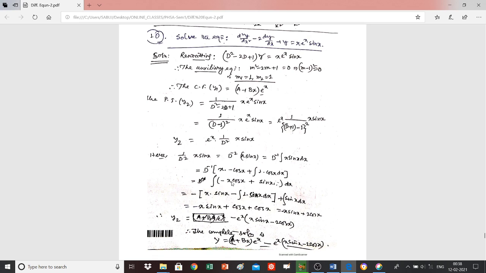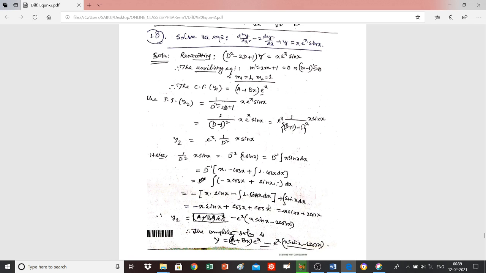Now again this first term, you use method of integration by parts, and this term will use sin x, that will give you cos x. So finally we get y2 is equal to minus e to the power x sin x minus 2 cos x. So this is the particular integral. So the complete solution is this particular integral plus the complementary function. So y is equal to a plus bx e to the power x minus e to the power x sin x minus 2 cos x.